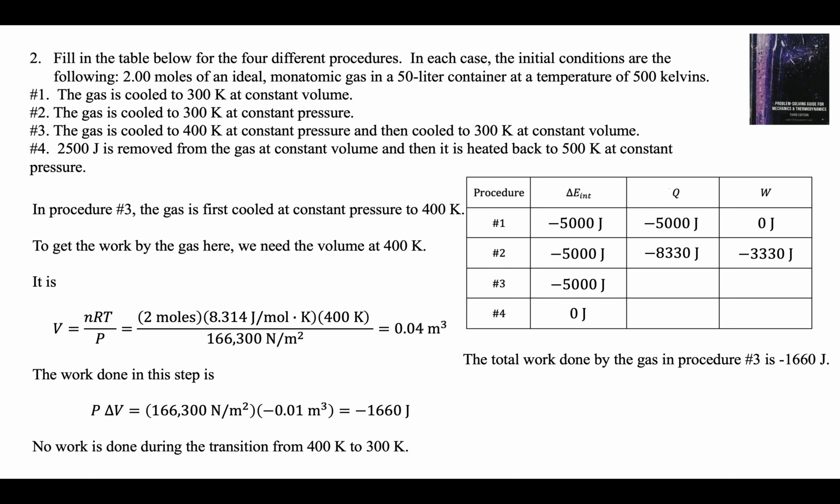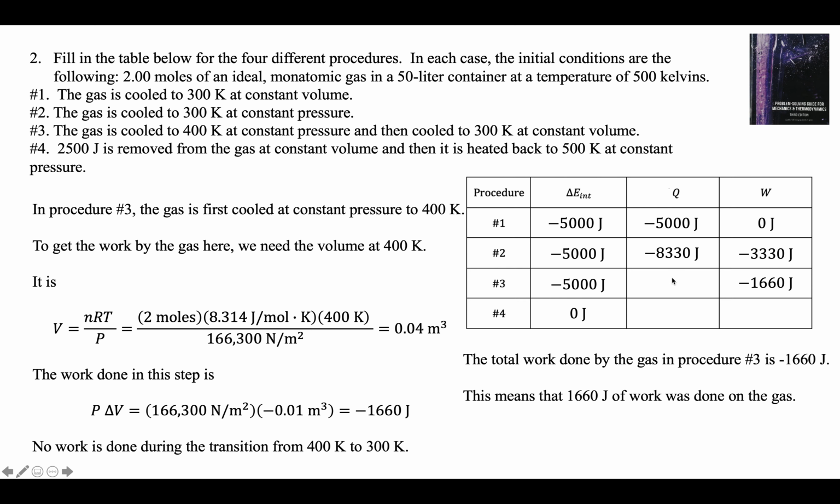Oh, let's not put it in the table yet because we have to think about 400 to 300. So this is for the entire transition, the entire procedure, number 3. No work is done from 400 to 300. It's constant volume. So the total work done in the 2 steps is just the work done in the first step, which is minus 1660. And now we can put that in the table. This means that plus 1660 of work was done on the gas.